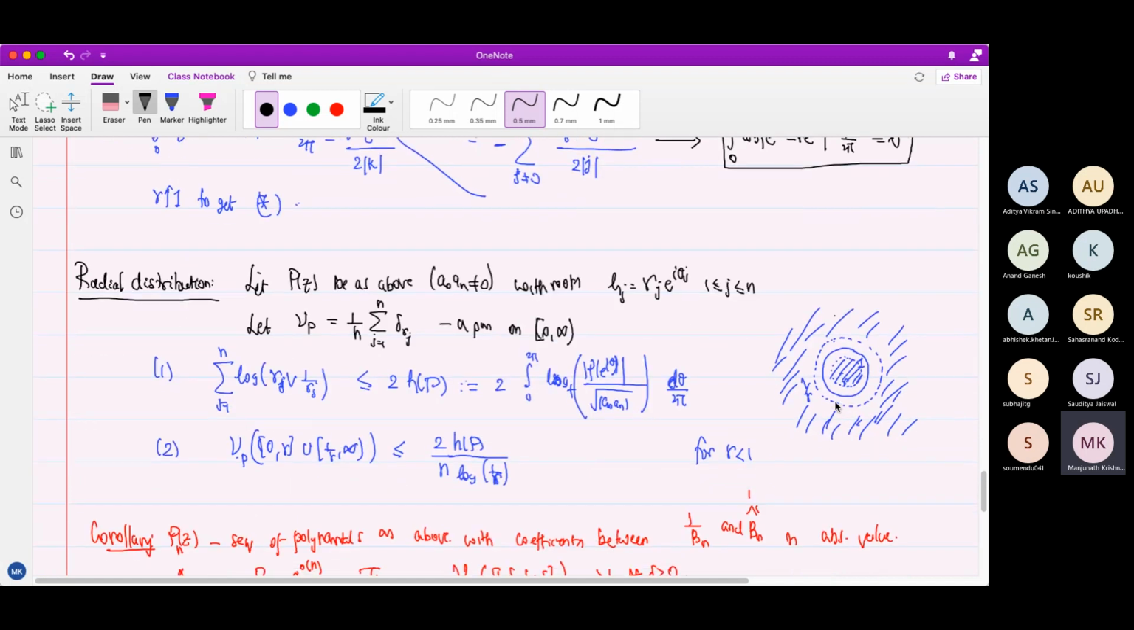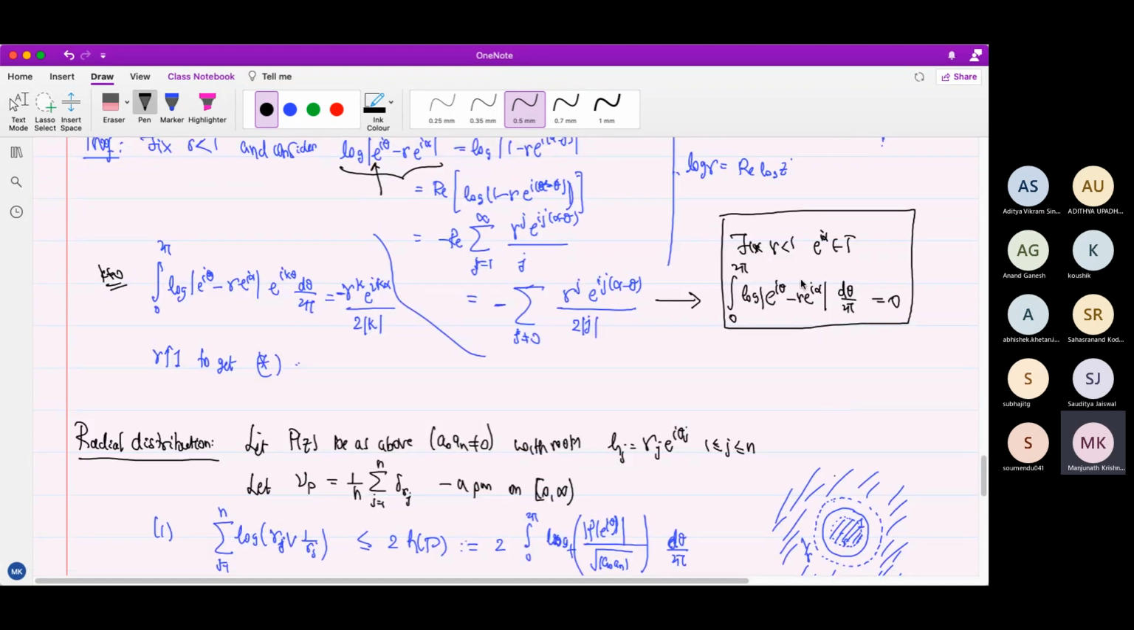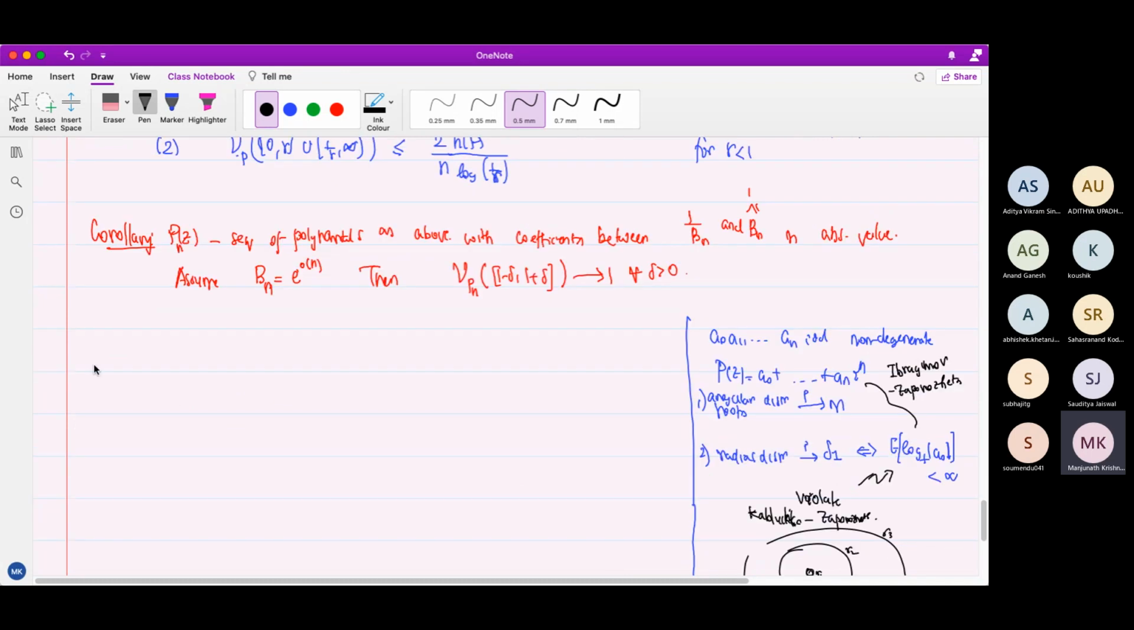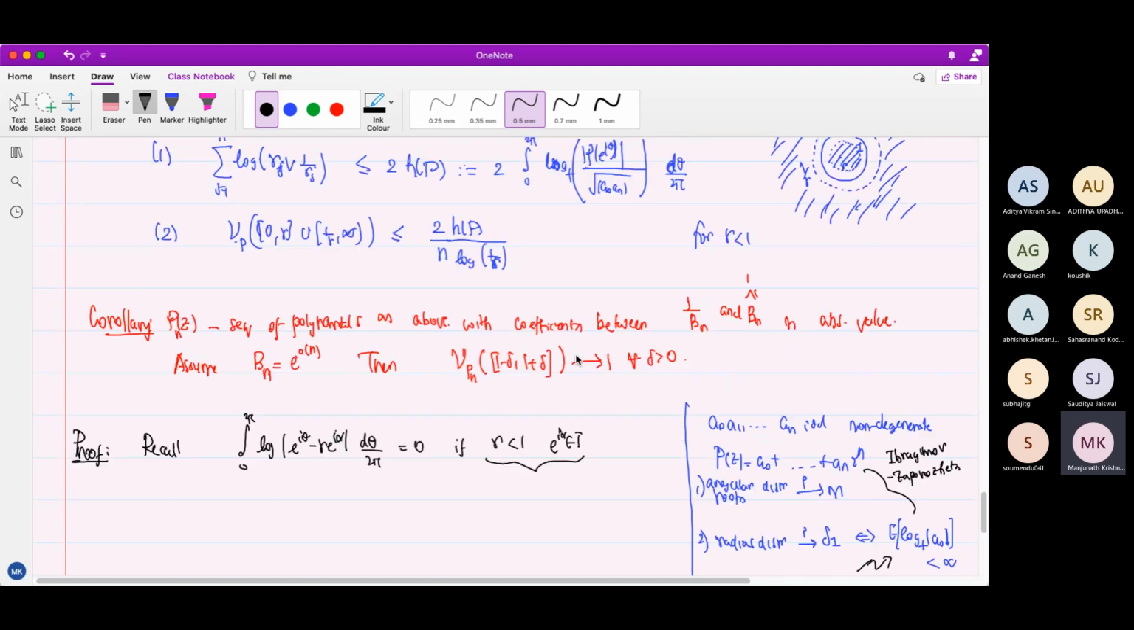This is what is helpful to me. Let me copy that result here. From that, everything will come. So for the proof, let's do this. Recall that the integral from 0 to 2 pi of log of e to the i theta minus r e to the i alpha, d theta over 2 pi, is 0 if r is less than 1 and e to the i alpha is any point on the unit circle. So this is true. So what does that give me?